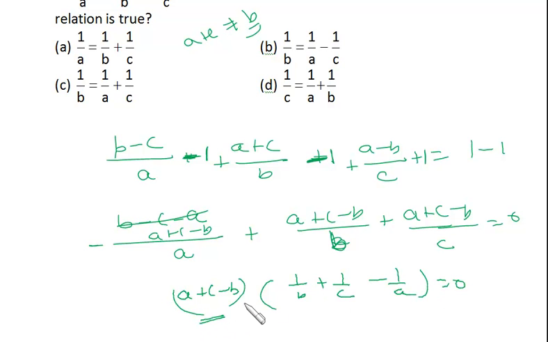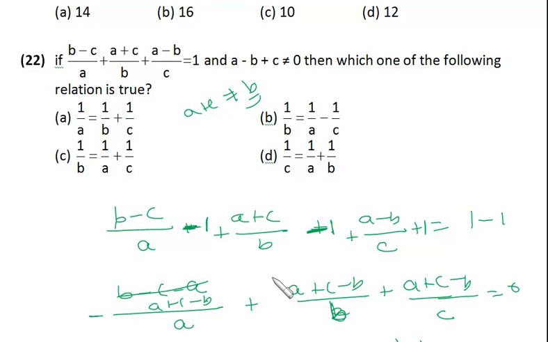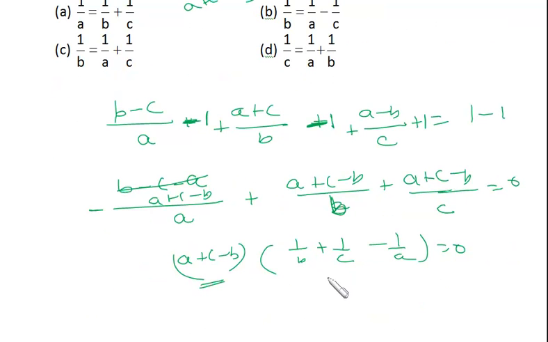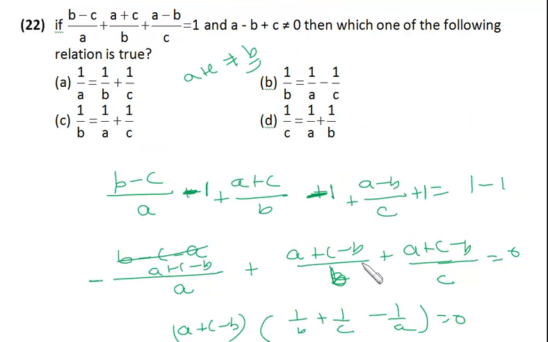Now this is not equal to 0 as it is already mentioned over there. A minus b plus c should not be equal to 0. That means actually this is 0. If this is 0, 1 upon b plus 1 upon c minus 1 upon a is 0. That means 1 upon b plus 1 upon c should be equal to 1 upon a. So that's true. So bit twisted but interesting.